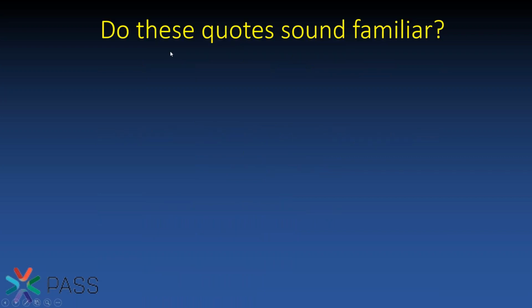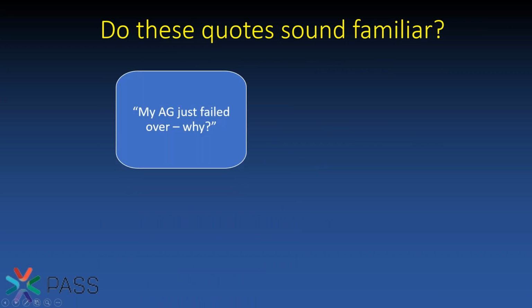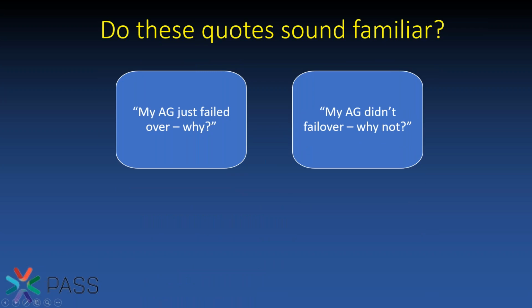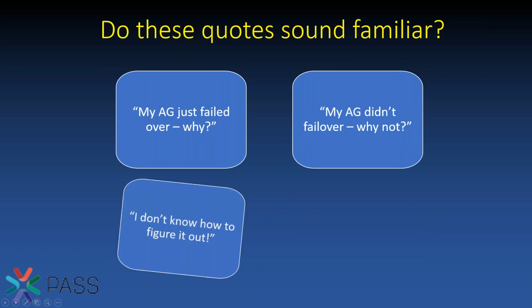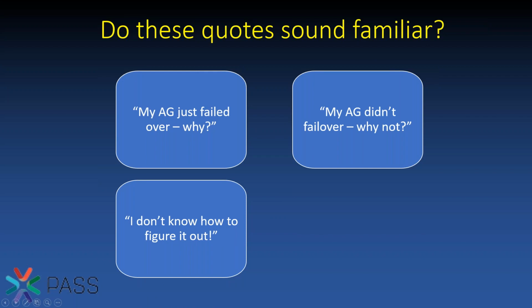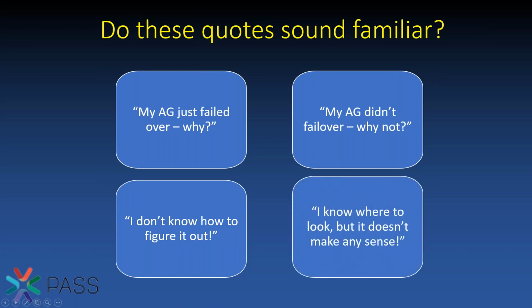Do any of these quotes sound familiar to you? My availability group just failed over. Why? My AG didn't fail over. Why not? I don't know how to figure it out. Or I know where to look, but it doesn't make any sense. So we're going to talk about all of these today, and I'm going to give you some homework as well.